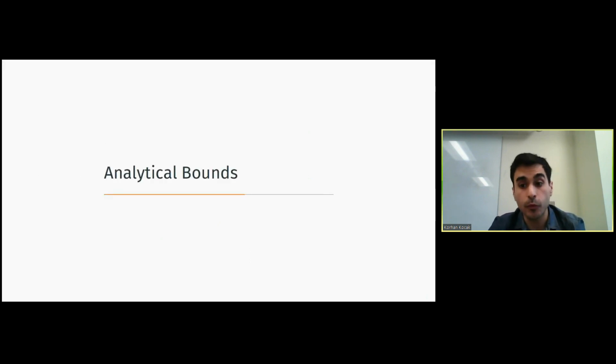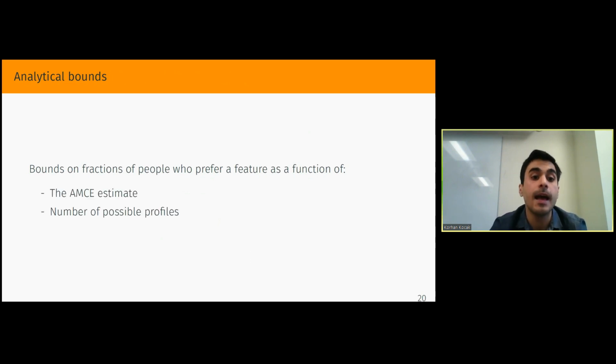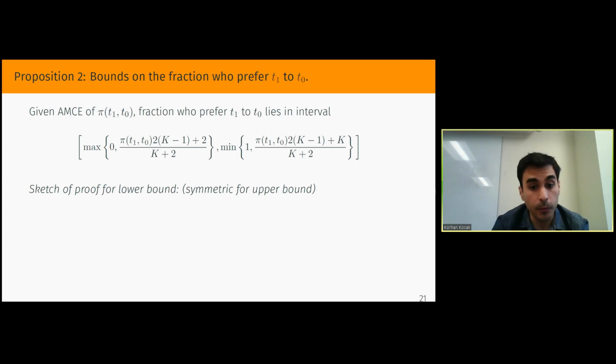So now I'm going to exploit this connection and place some analytical bounds on the proportion of people who prefer a feature as a function of the AMCE estimate and the size of the experiment. And this is our second main result. That is, given an AMCE estimate, the fraction of people who prefer a feature T1 to another feature T0 lies in this interval. And I'm going to run through the proof of this because I think it's helpful. I'm going to do this for the lower bound. The proof for the upper bound is very similar.